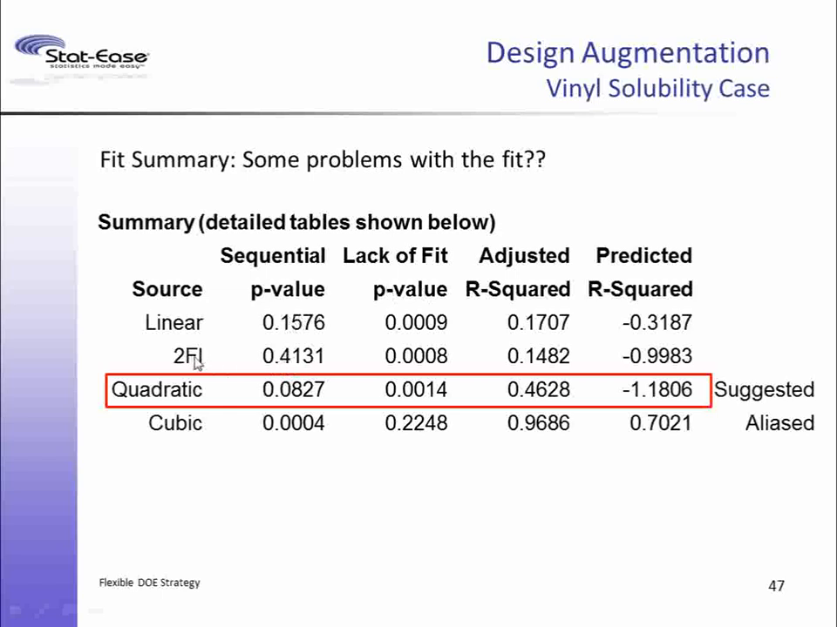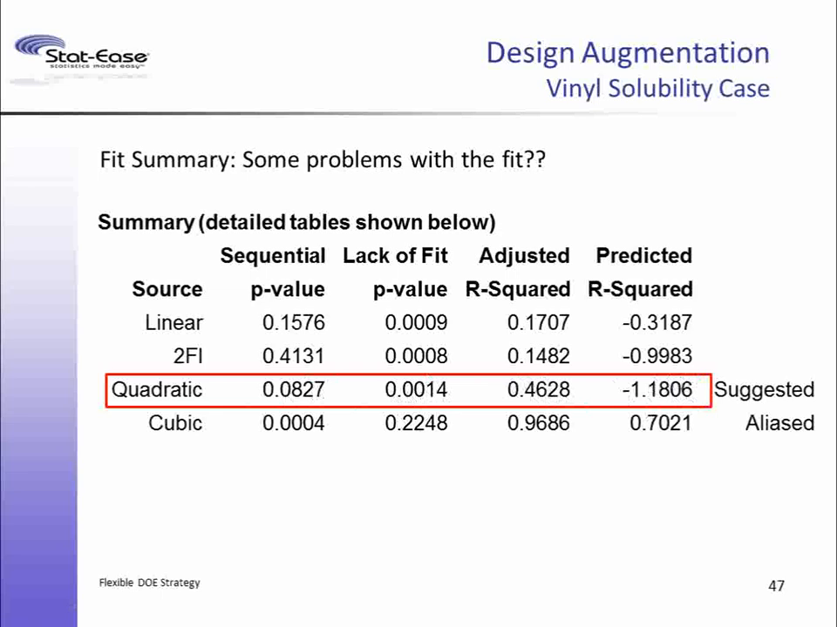The same situation with the two-factor interaction model. That's also a poor fit, poor predictions. The quadratic model is the suggested one by the software, by Design-Expert. At least it has a somewhat significant p-value. However, the lack of fit is still significant. R-squared is getting a little bit higher, but the predicted R-squared is still very, very low. I wouldn't use this for making predictions. Maybe you can use it to simply explore the design space a little bit here. It's going to give you some information, just not very strong information.